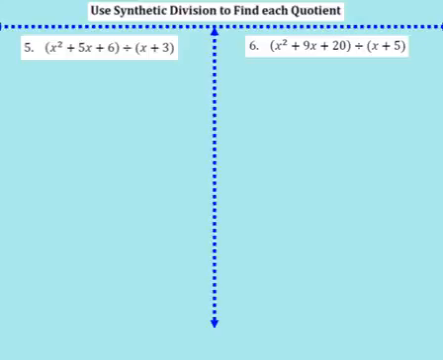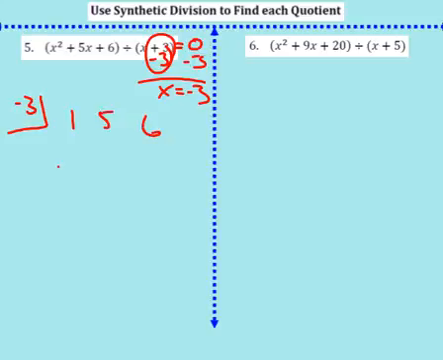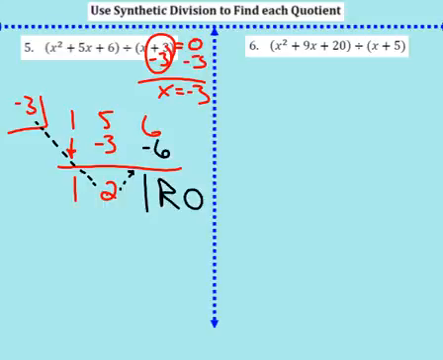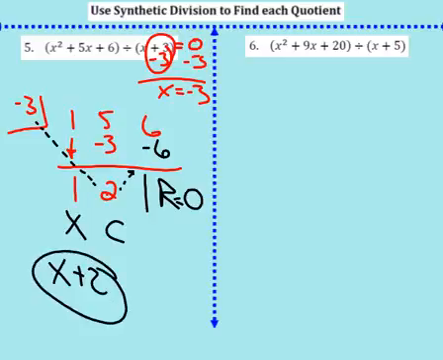Alright, so let's do these real quick. If x plus 3 is equal to 0, I subtract 3 to get x by itself. So you have x equals negative 3. Negative 3 is going in the corner. You have 1, 5, and 6. You drop the 1. Alright? Negative 3 times 1 is negative 3. 5 minus 3, when I add that together, I get 2. Negative 3 times 2 is going to be negative 6. And that remainder is 0. So then that makes this my constant and this my x value. So I have 1x plus 2 for the answer for that one.